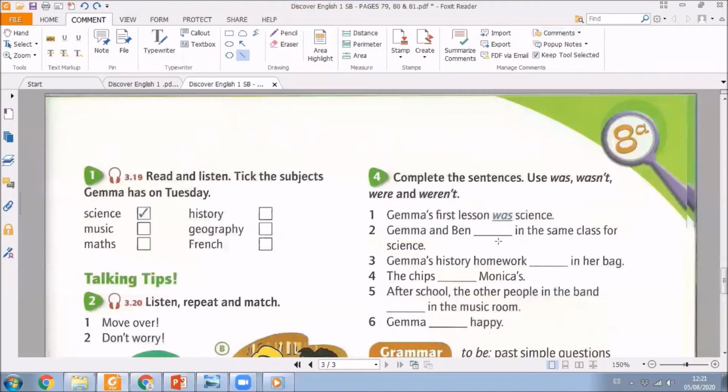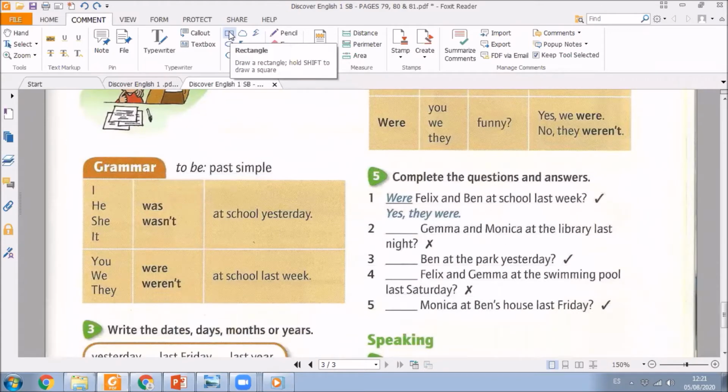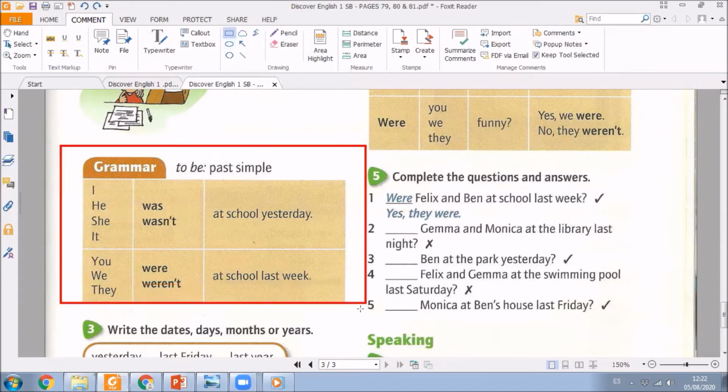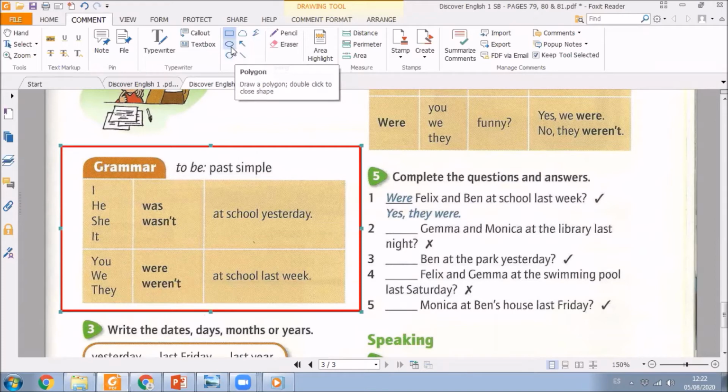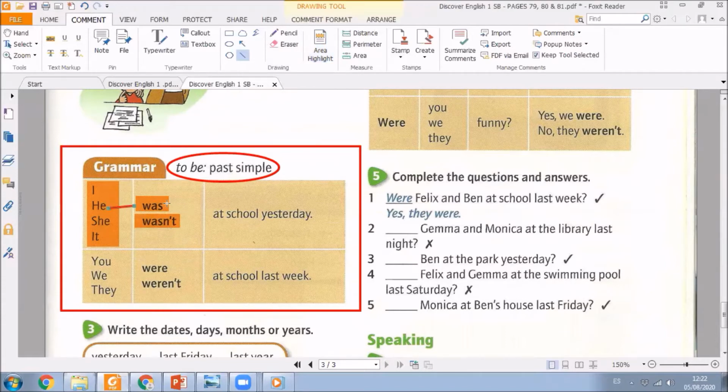Now that we are on page number 81, we have something very important here. These are the grammar boxes, okay? And they are very important. So let's read them together. Here we have the past simple form of the verb to be. So let's pay attention. Here we have, for example, the subjects I, he, she, and it, all right? And they have to use was in case of affirmative or wasn't if we say something negative, okay? So for example, we can say, he was at school yesterday, or she wasn't at school yesterday, okay?